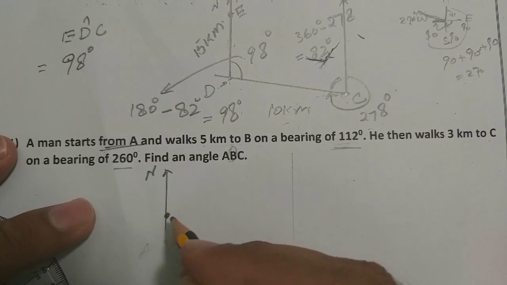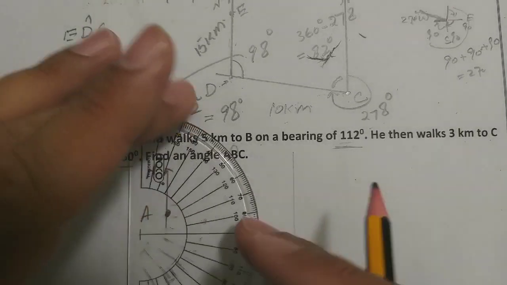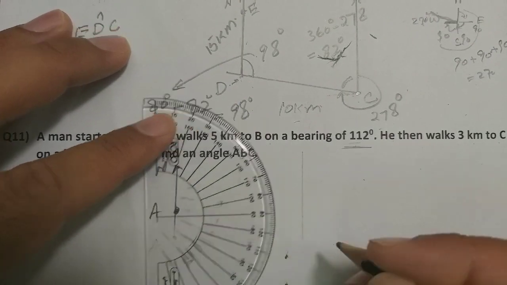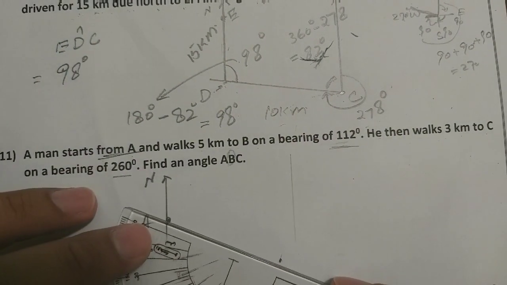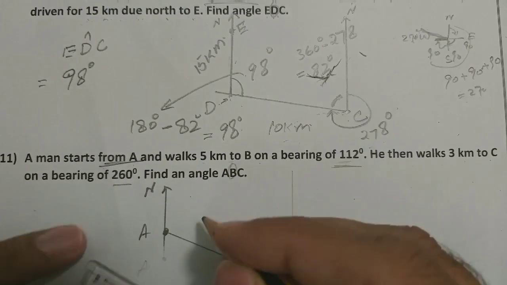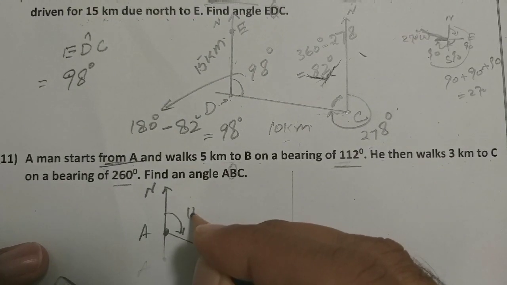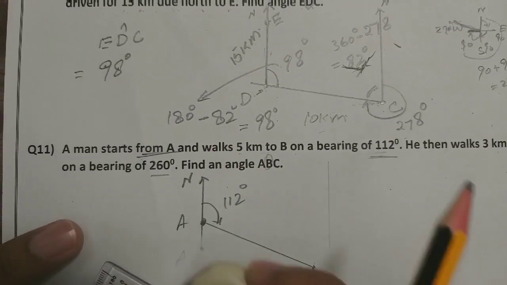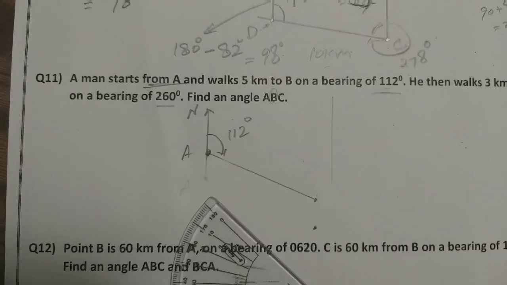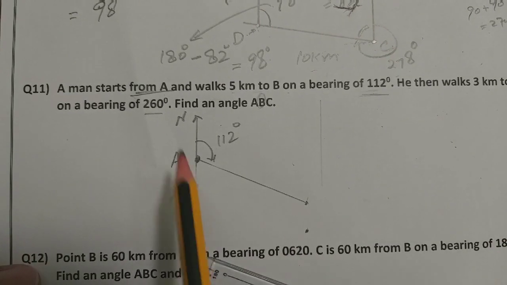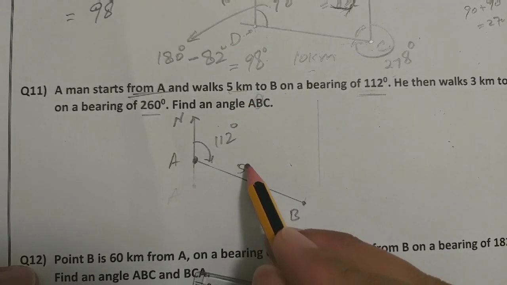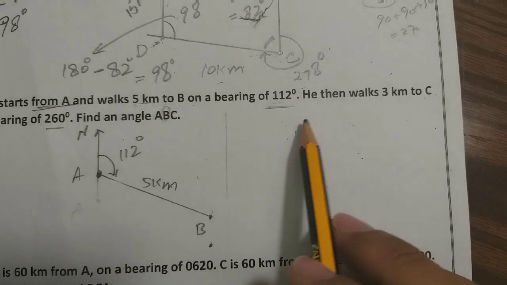So let's suppose this is the A point. From A, if we draw 112, 112 is somewhere here. So join these two points. So I can get the bearing 112. This is the bearing of 112 degrees. Now from A to B, this is the B point, which is given as 5 kilometers. This is 5 kilometers.